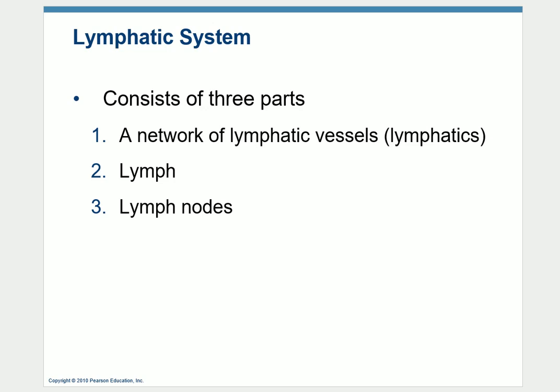All right, so the lymphatic system is comprised of three parts. It's a network of lymphatic vessels. We just call these lymphatics. You'll see them as both. Lymph is the liquid part only, and then lymph nodes, you've probably heard of these in terms of cancer. So has the cancer gotten into the lymph nodes yet? And that's kind of what we'll touch on today. We'll talk about all of these parts of the lymphatic system, and then we're going to end with the immune system.